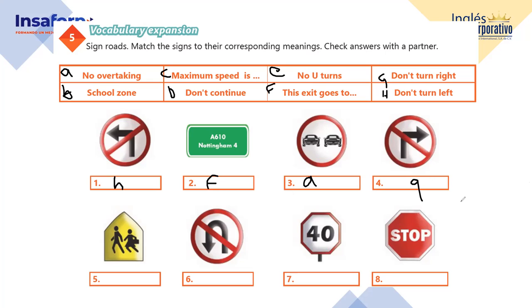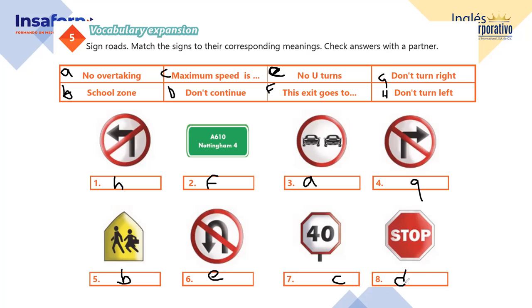Number five. Letter B. Now, number six. Letter A. No sé qué letra es. Letter E. Letter number seven. Letter C. And finally, we have the number eight. Letter D. That is letter D.